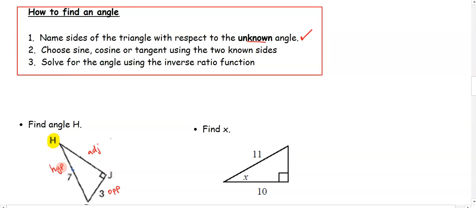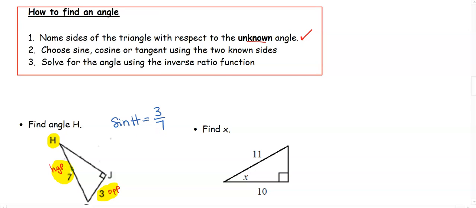So we first name our sides. Then we choose the 2 sides that we know. I know that the hypotenuse is 7 and the opposite is 3. Based on the 2 sides we know, we choose our sine, cos, or tan. Which one uses opposite and hypotenuse? Oh, that's sine. So we now know we're using the sine of angle H is equal to 3 over 7. So you first have to name all 3 sides, or at least name the 2 sides you know. You don't even really have to name this side because you don't know it. So name the 2 sides you know, and then pick the appropriate ratio.